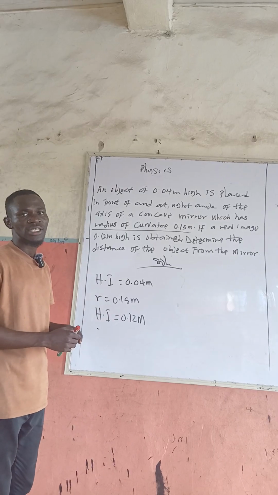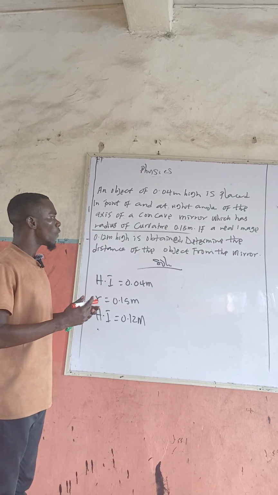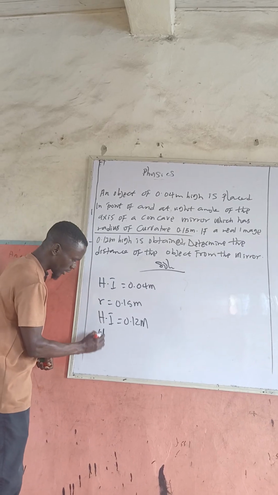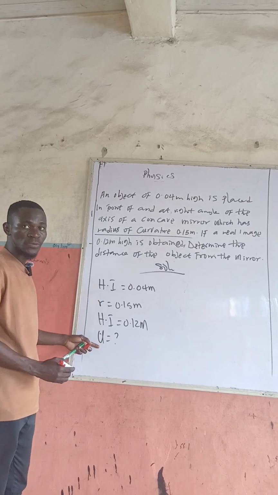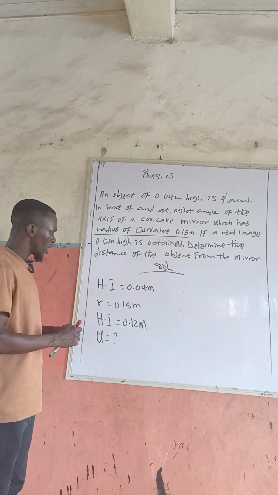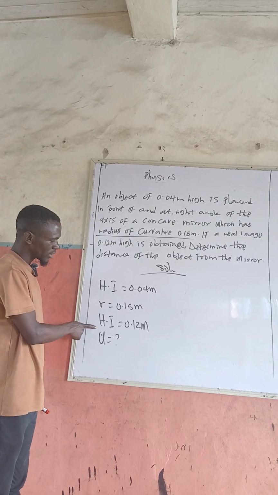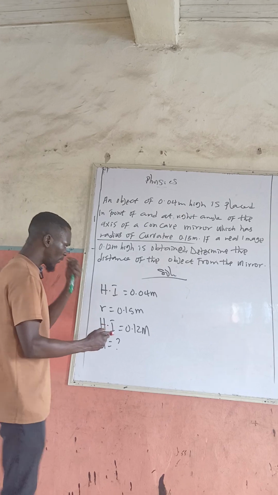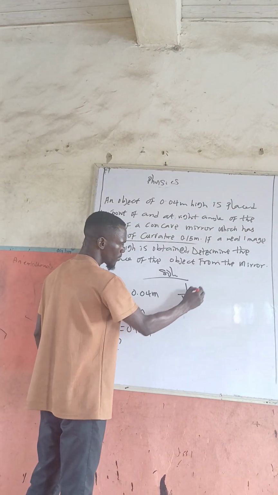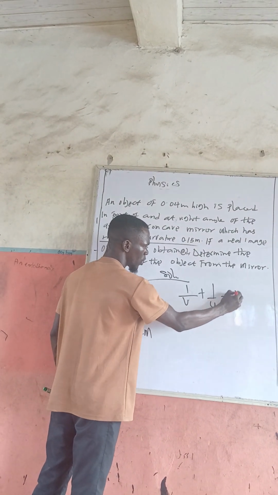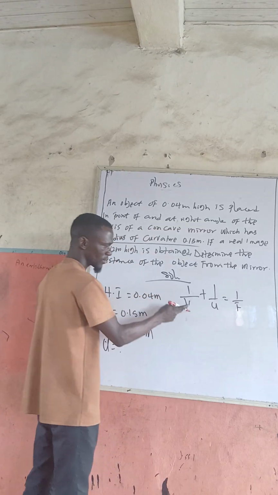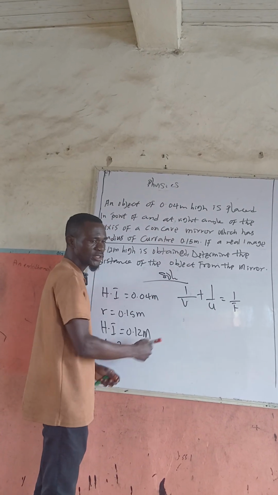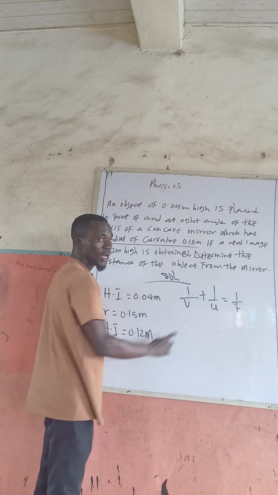You have to determine the distance of the object from the mirror, which is u. That means u is not given. That's what I have to find. But we are given the height of the image and the height of the object. Also given is the radius of curvature. So I'm going to use the formula for mirror. The formula for mirror is 1 over v plus 1 over u equals 1 over f, which is focal length. v represents the distance of the image, u is the distance of the object, while f is the focal length.